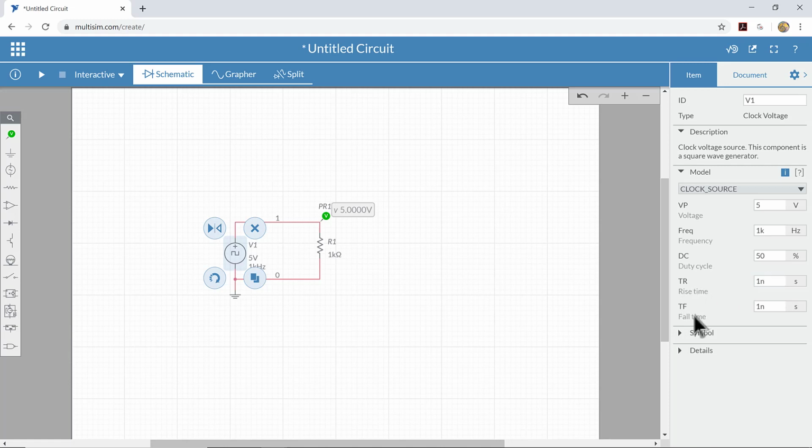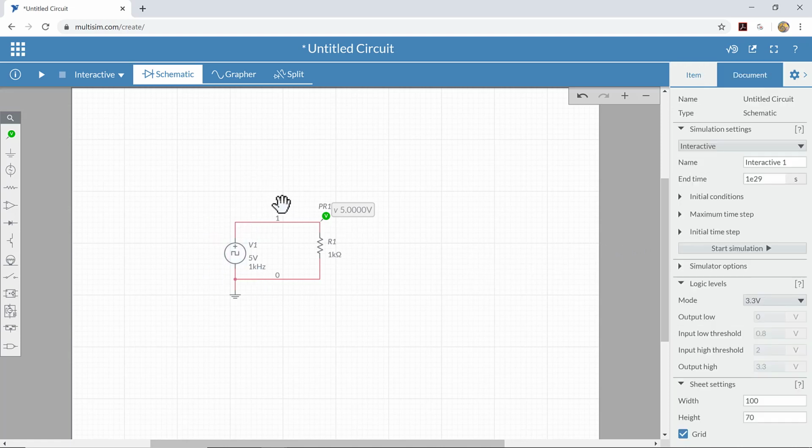The rise time and the fall time are the amount of time that it takes for the wave to go from the lowest point to the highest point. So on a square wave, those should be very short, because the wave goes almost straight up in the air and almost straight back down. But of course, nothing is perfect, so it always takes some amount of time. So you can change those properties of this wave.